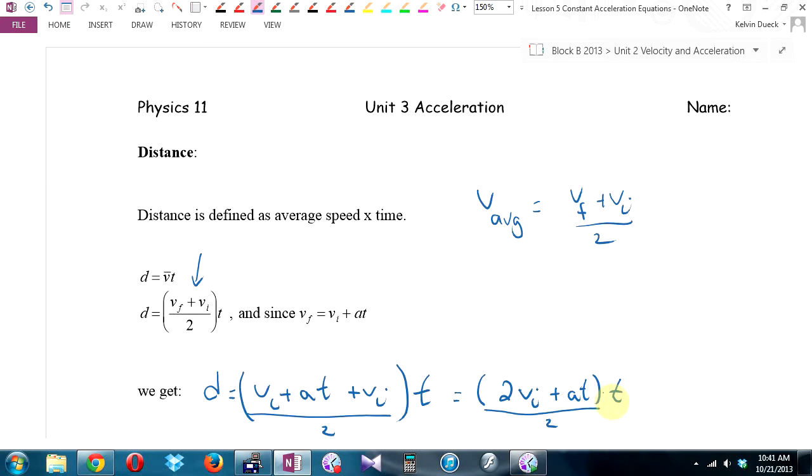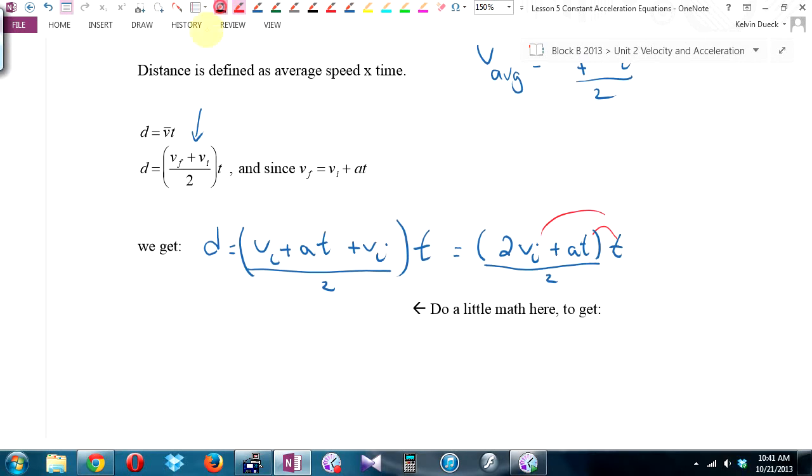We're going to go like this. Okay? And we're going to get 2 VIT plus a, I guess it's t times t. What's t times t? That's t plus t is 2t. What's t times t?